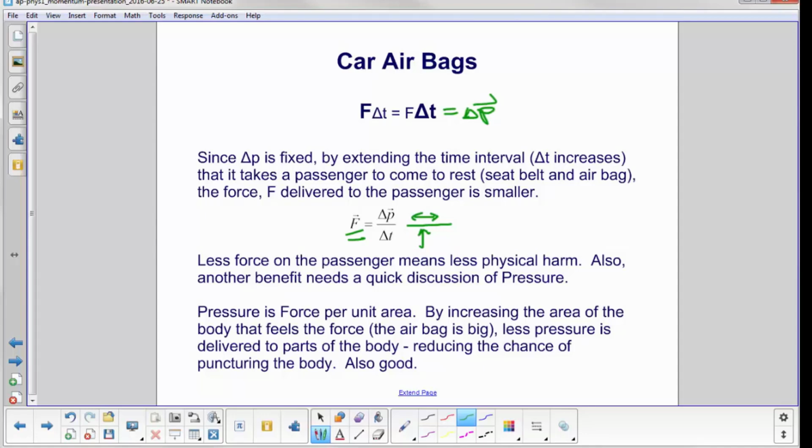Another benefit from the airbag is pressure. Pressure is force per unit area. By increasing the area of the body that feels the force, remember the airbag is pretty big, less pressure is delivered to all parts of the body. That will reduce the chance of puncturing the body, which is also a very good thing.